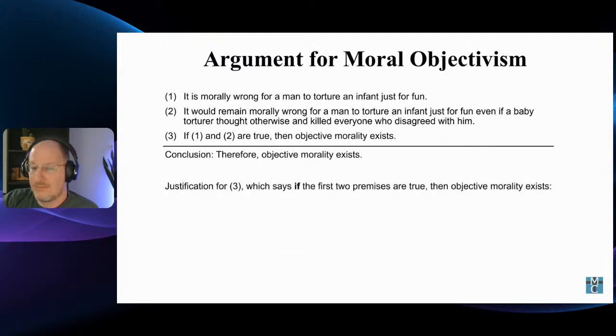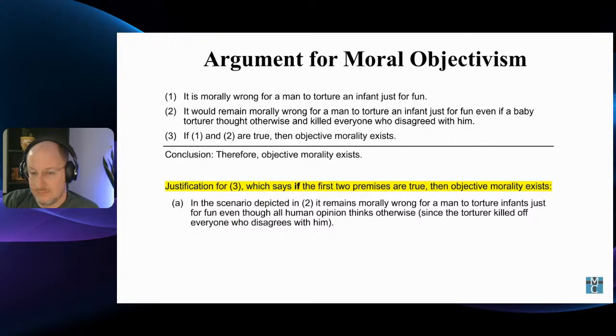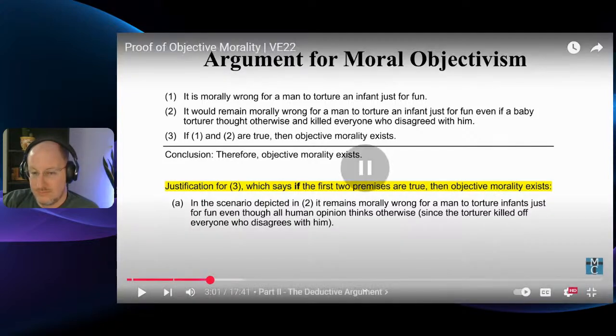The general idea for justifying premise 3 is to assume the first two premises for the sake of argument and see if that would lead to moral objectivism. So the justification for 3, which says if the first two premises are true, then objective morality exists, goes like this. In the scenario depicted in 2, it remains morally wrong for a man to torture infants just for fun, even though all human opinion thinks otherwise, since the torturer killed off everyone who disagrees with him.